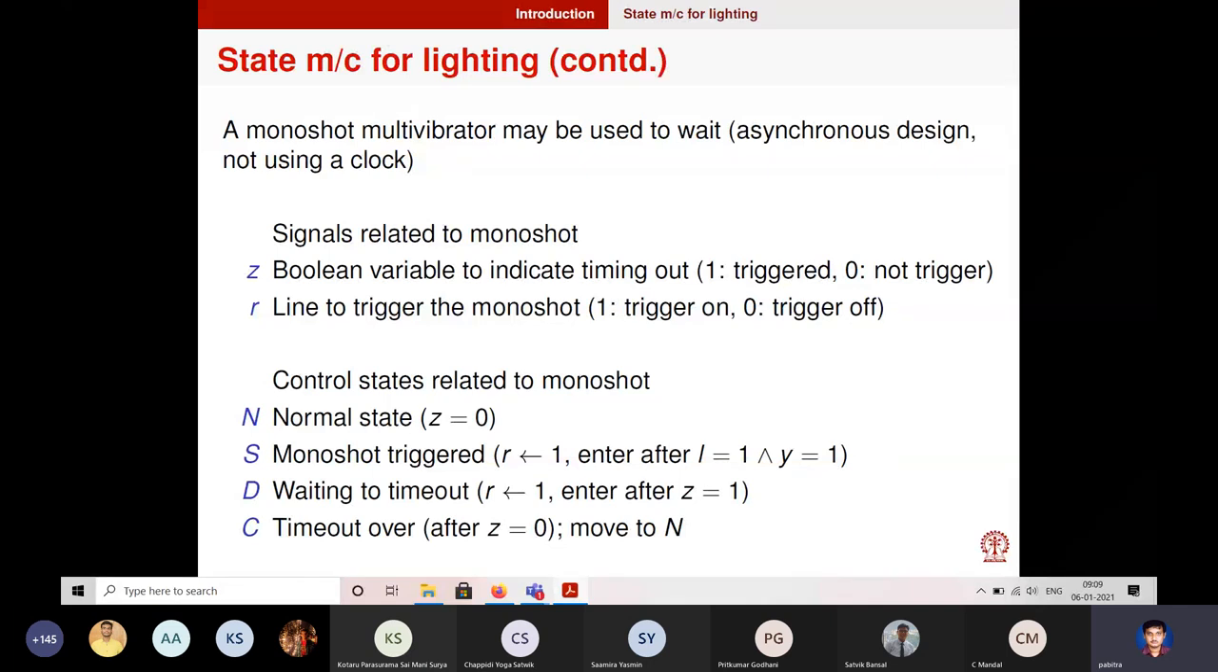And then you have another state which is waiting for timeout. When it's triggered and z equal to 1, it will go to this state and wait for the timeout. Anything inside the delta interval will be in the D state. Then in the C state, this delta is over and you have come back to z equal to 0. Now you can move on to the next state, the normal state. So you see there is no clock here. The L and Y and then Z, these events determine when it should be triggered or not triggered.